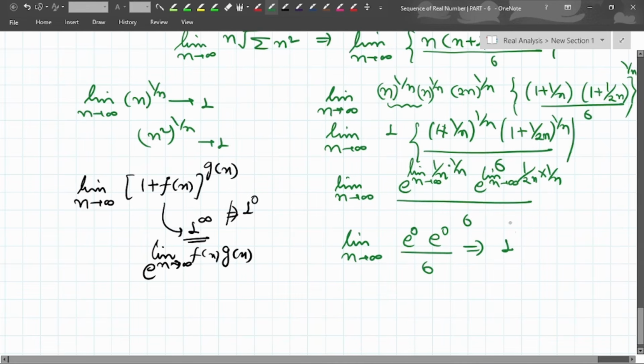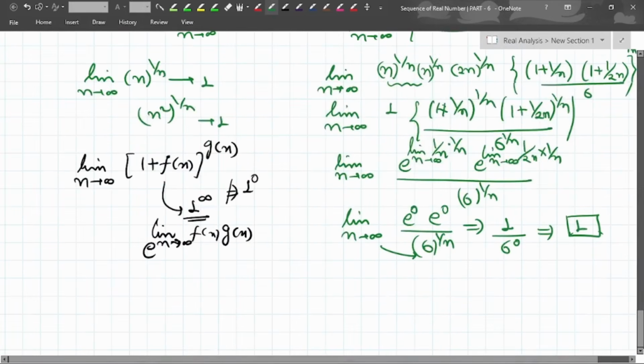It is also 1 power n. 1 power n here, and limit n tending to infinity is also applying to this. So it is 6 power 0. Then the limiting value is going to be, let's say, 1. Okay, this is the result. We can use this result. This is one of the important results.